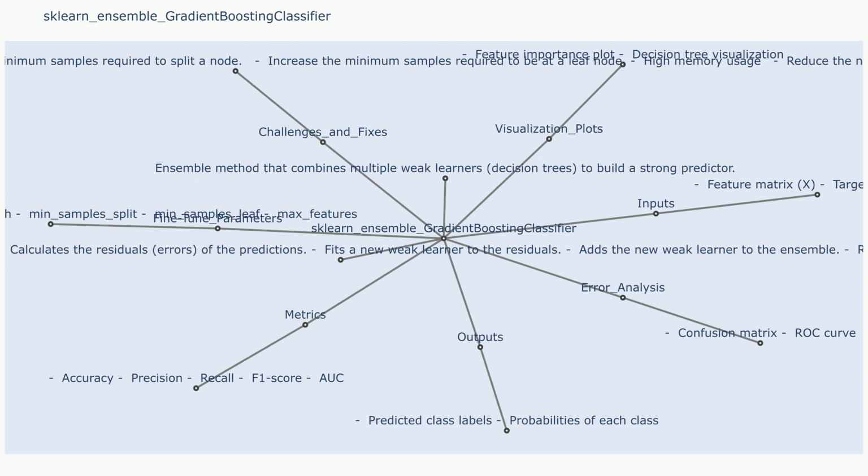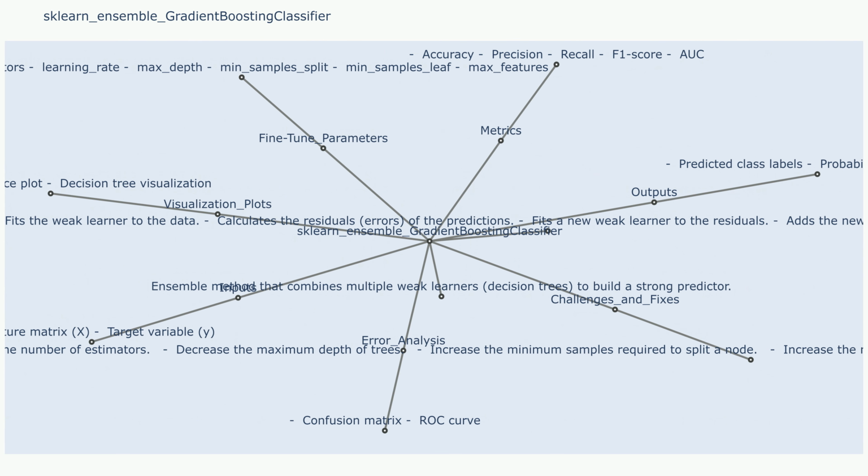ROC curve plots the true positive rate against the false positive rate for different classification thresholds. Precision-recall curve plots precision against recall for different classification thresholds. Fine-tune parameters. n_estimators: the number of decision trees in the ensemble.